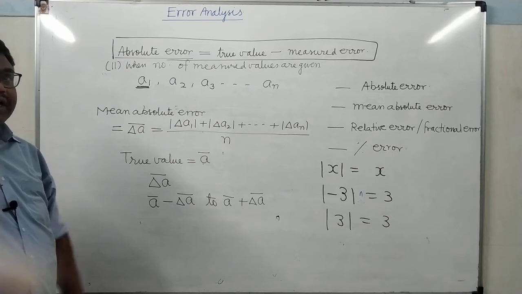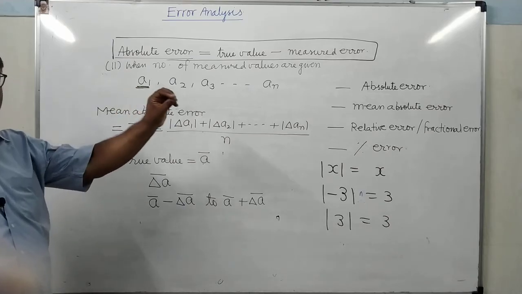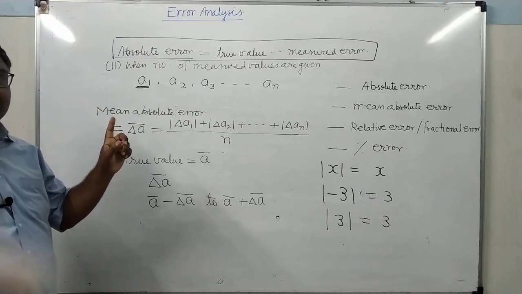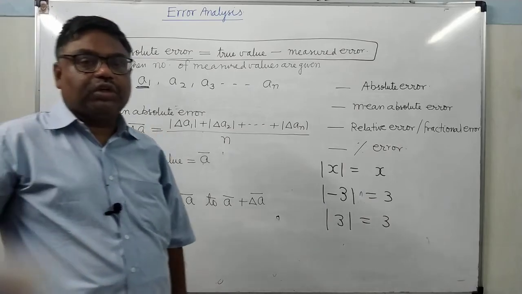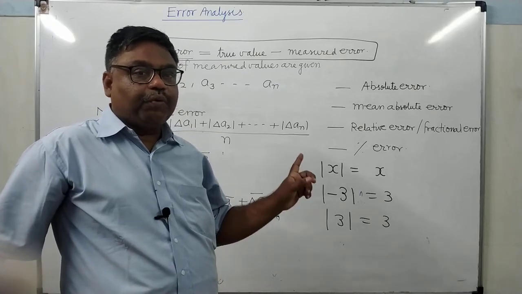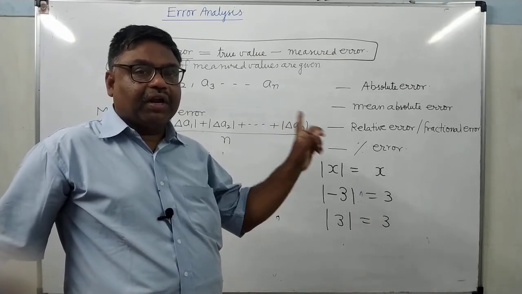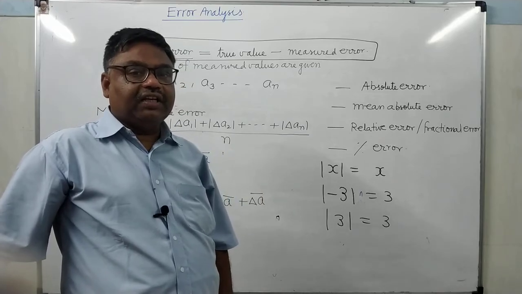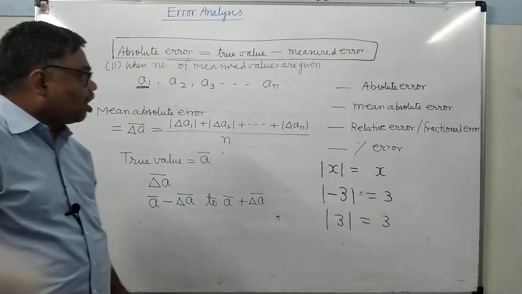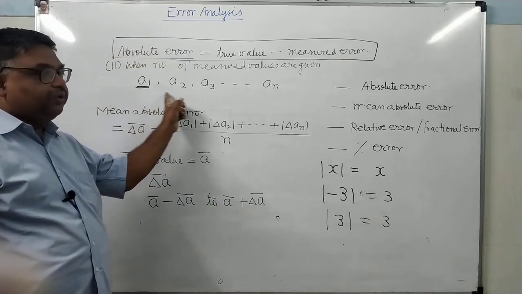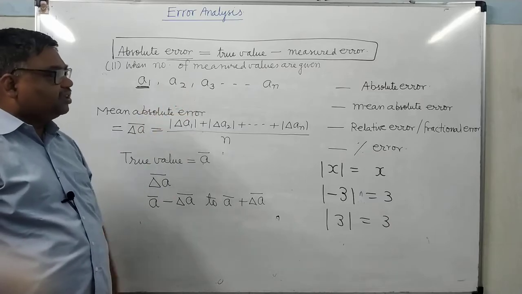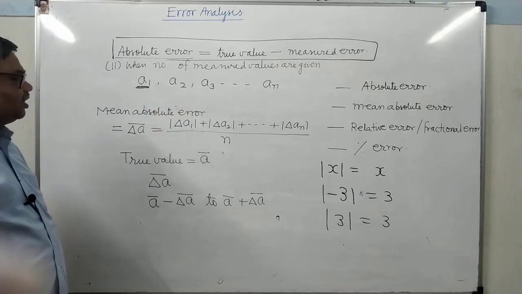So how will you find it? The first point is the absolute error. Absolute error means the true value minus the measured value. If there is only one single measured value, then the absolute error will be equal to the least count of that measuring device. Then the second point, if there are a number of observations, suppose there are n readings, there are n values of the measured quantity. So how will you find the true value? The true value will be the arithmetic mean of these measured values.